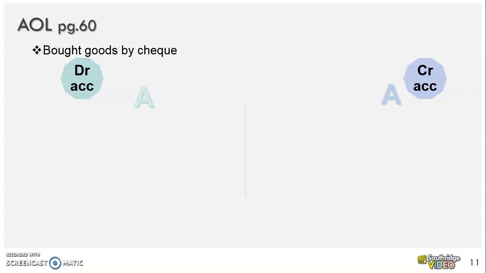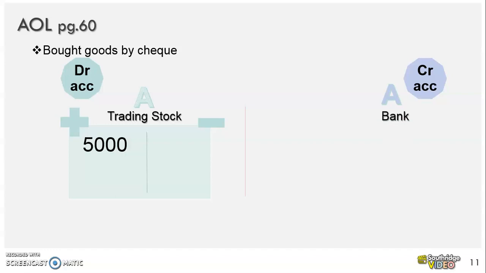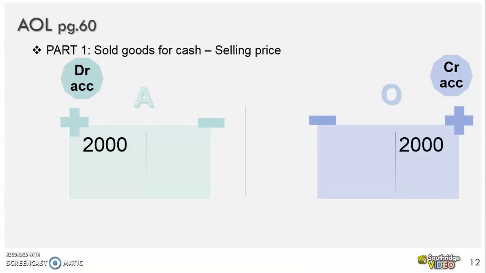Now we're getting to the section that's actually for your AOL, which you need to look for your homework. First of all, I'm showing a familiar transaction. You bought your goods with a cheque. So this means you paid for it cash. So first of all, your trading stock will go up because you're buying goods. And then secondly, your bank will go down. This one you're familiar with, okay?